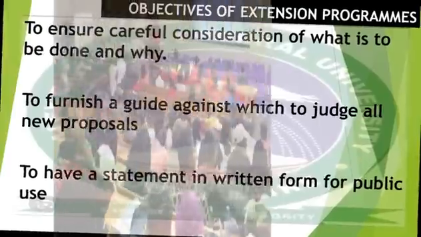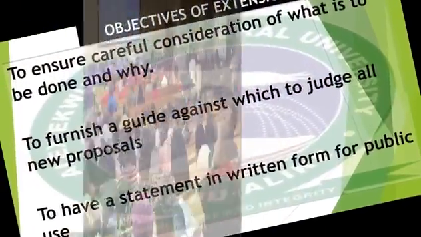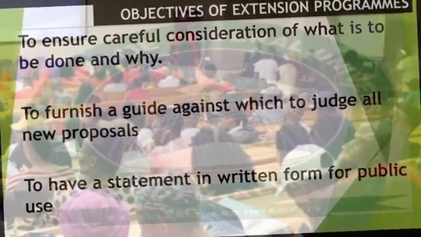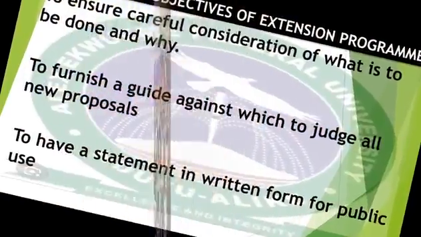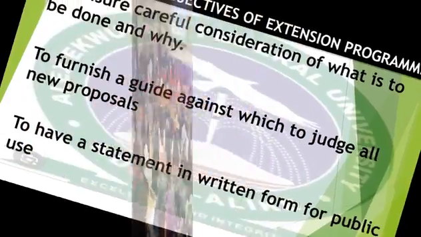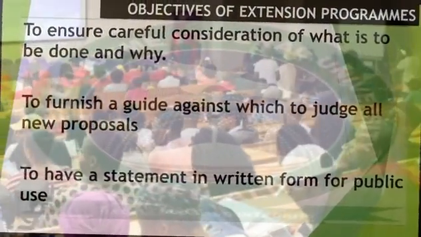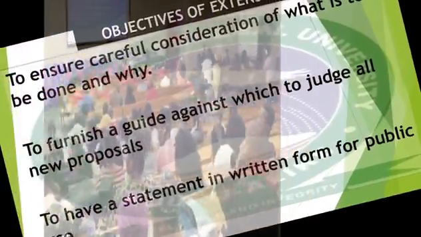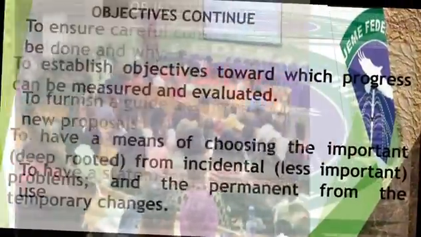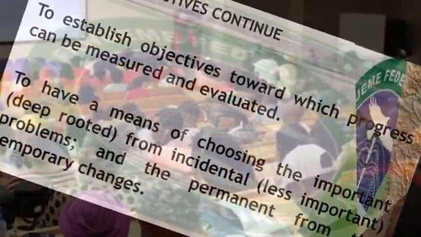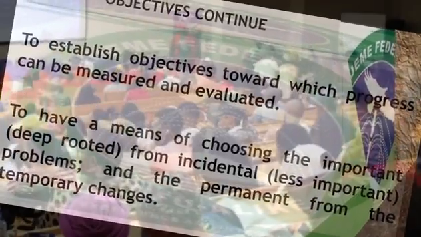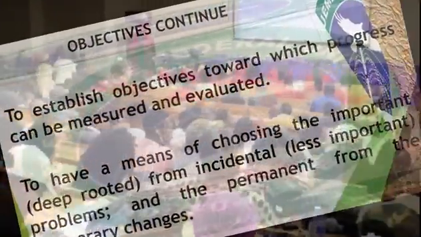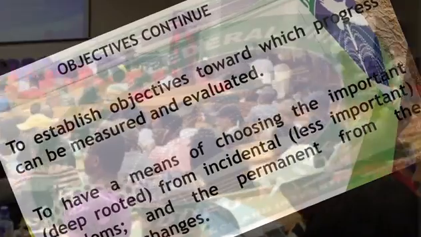A sender may send a message to a receiver. Then by the time the receiver is trying to transmit to another receiver, he brings in other tunes, words that were not part of the initial communication. So the extension program will help us to have a statement that is in written form for the public. Then we also need to consider the fact that the extension program will help us to establish objectives towards which progress can be measured and evaluated.